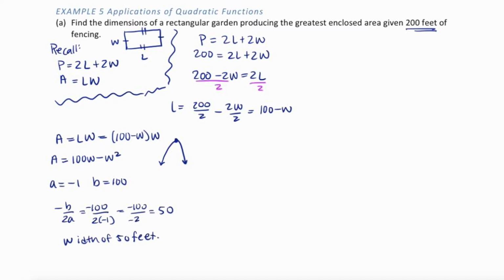How can we find the length now? Well, we have this nice formula here that we've already solved for L. So our length is 100 minus 50, which is just 50 feet. That tells me that the garden needs to be enclosed by a 50 by 50 rectangle, so a box, technically a square. 50 by 50, by those dimensions, will give us the maximum area.